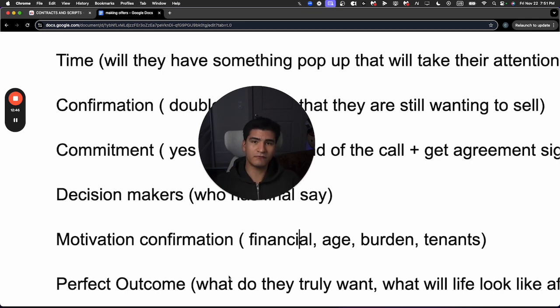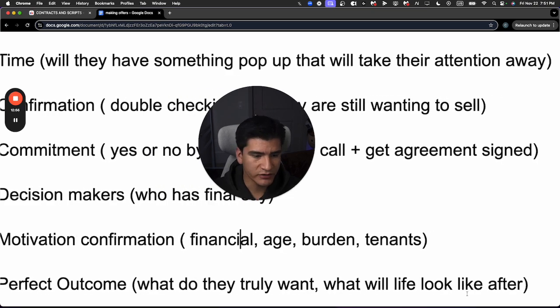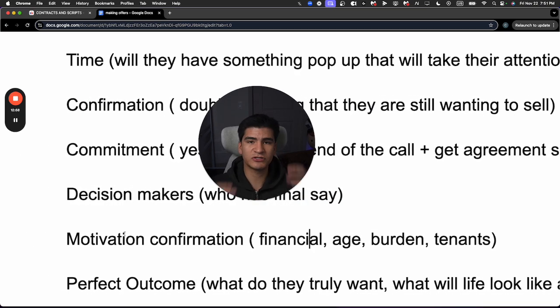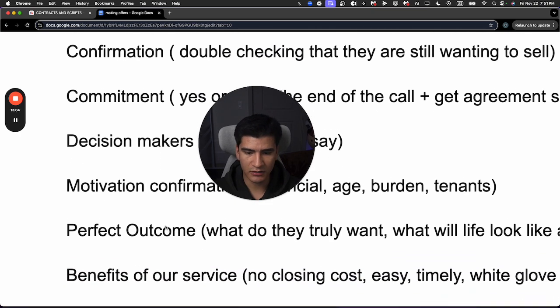Man, you're the perfect fit. You're just the guy I needed, right? That's the mindset that we want the seller to have because, well, they have a problem that they need to solve and we offer that solution. All right. So what they truly want, what life will look like after. So pretty much painting the picture while being on the phone and having them sell themselves on selling the property to us. Next, the benefits of our service.